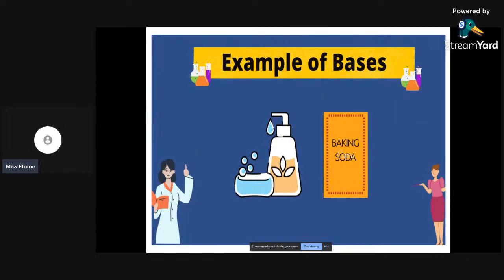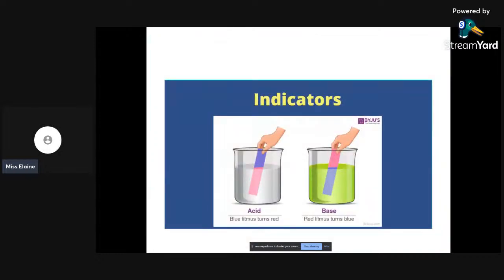Examples of bases here are soap and baking soda. What do you notice when it comes to soap? It's slippery, right? Actually, it has something to do with our fat. Go ahead and search it: what is the main reason why bases are slippery when we touch them? Like with baking soda, I have noticed when I bake, it's really slippery.